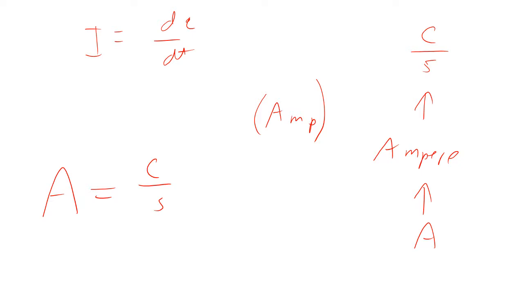Now, this is where things get a little bit interesting. A footnote to this whole idea of amperes. The SI unit for electrical charge is the coulomb. The SI unit for electrical current is an ampere. So an ampere is defined to be a coulomb per second.